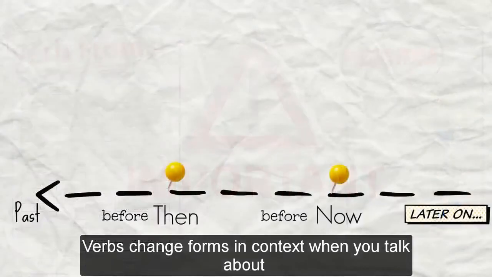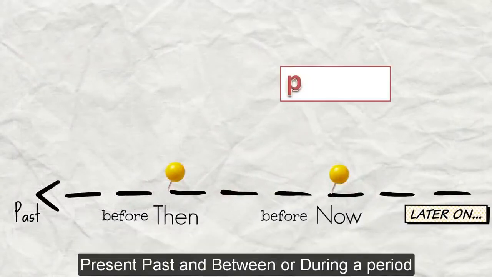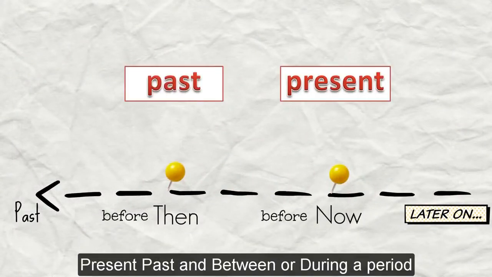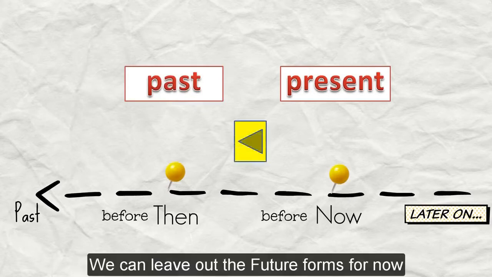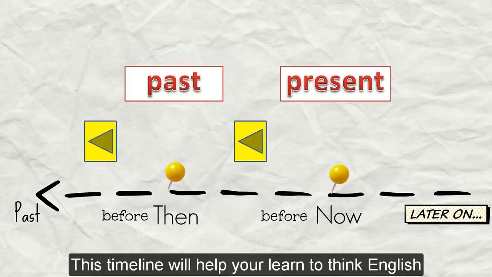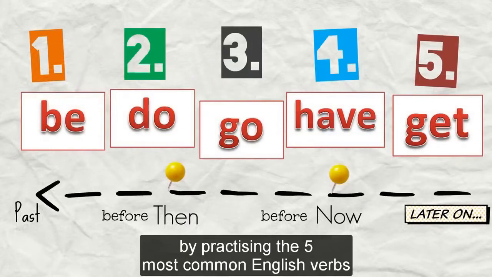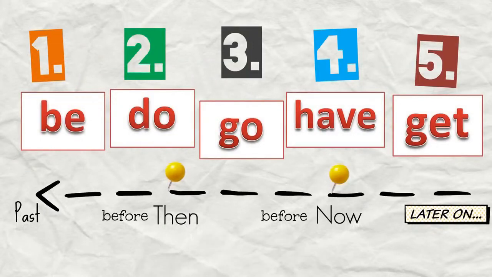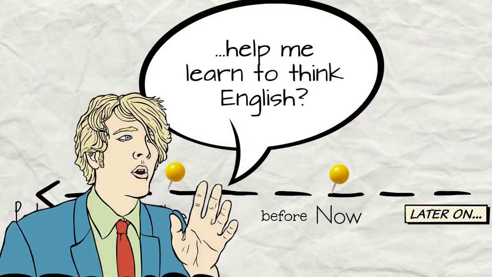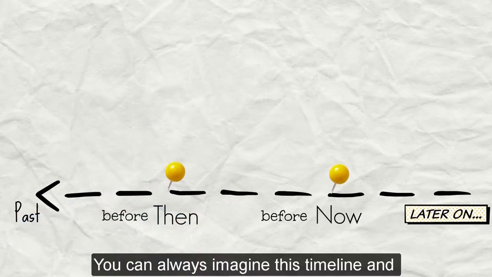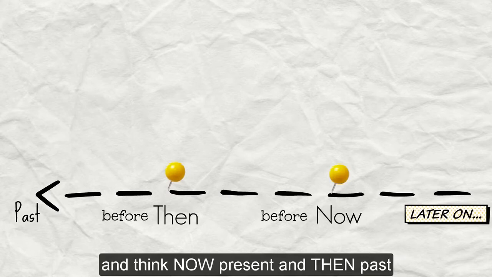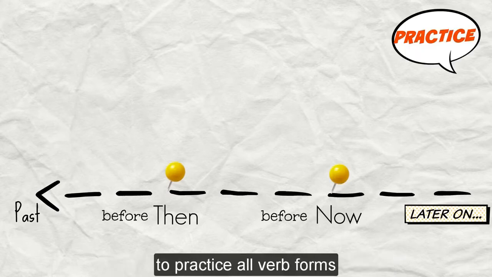Verbs change forms in context when you talk about present, past, and between or during a period of time. We can leave out the future forms for now. This timeline will help you learn to think English by practicing the 5 most common English verbs: be, do, go, have, get. So how can this timeline help me learn to think English? You can always imagine this timeline and think now, present, and then, past, to practice all verb forms.